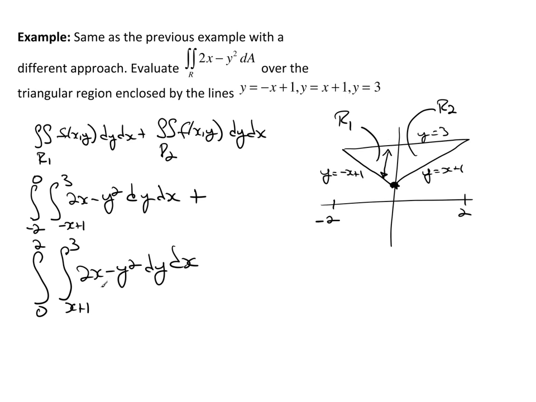So I'll have two integrals to evaluate. And when I do, I should get the same answer I did before, which was negative 68 over 3. So rather than integrating this now, I'm going to let you handle that, and instead I'm going to jump to Maple and just demonstrate how you could use Maple to check your answers. So for region 1, I'm going to tell Maple to integrate the function 2x minus y squared.